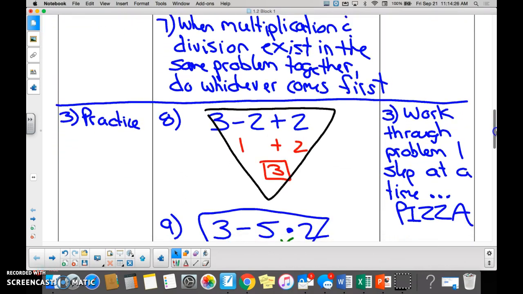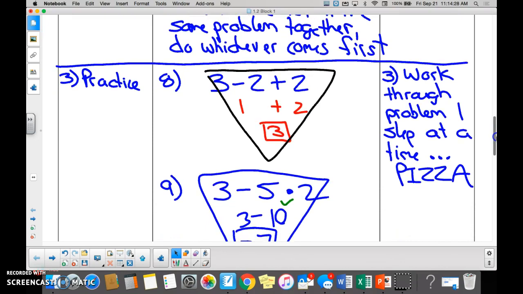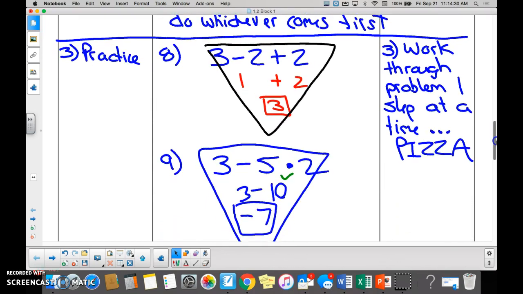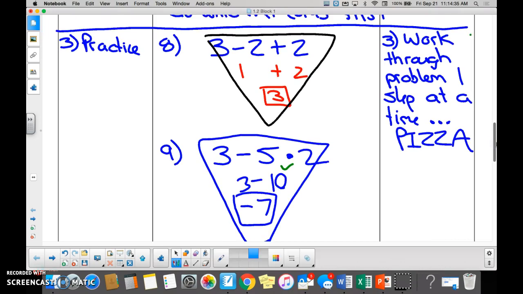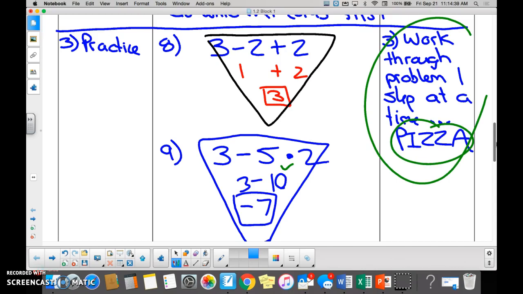And then number 3 is where we did practice, and we have several practice problems on here. All of them are in the shape of a triangle, which we call, if you look at this cheat sheet, a piece of pizza. And some of you are calling it a Dorito. The reason I want you to understand a pizza and a Dorito is because when you're solving this original problem, you are doing one step at a time.